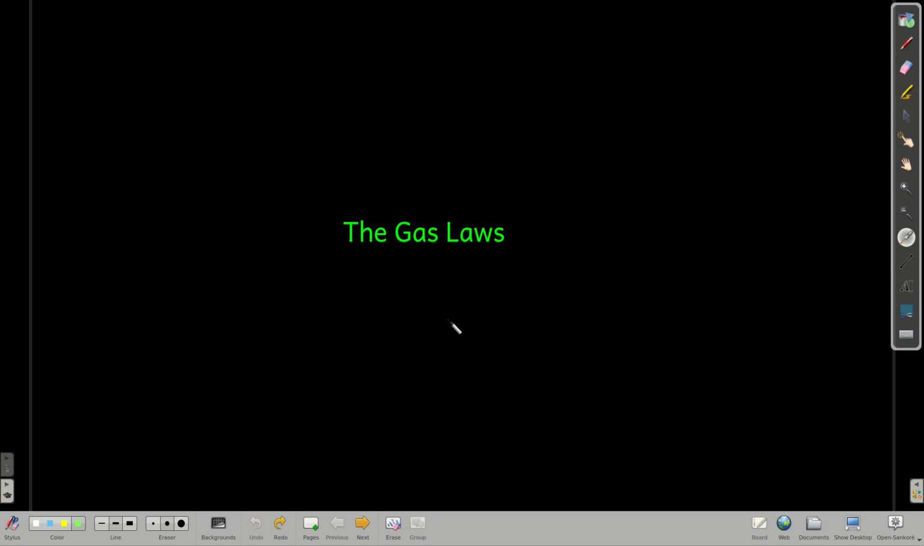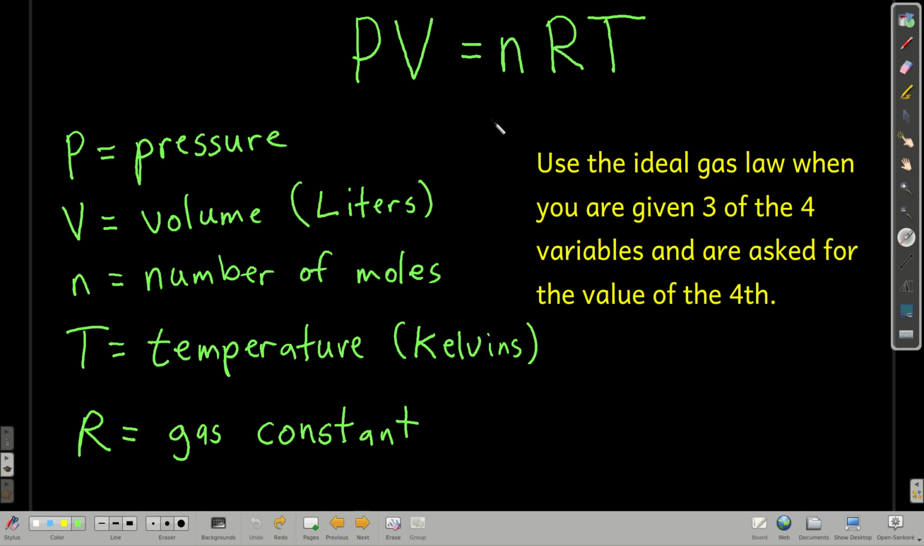In this module, we're going to talk about gas laws for ideal gases. So starting out with the ideal gas law, you should have seen this before. PV equals nRT. P is the pressure of the gas, and the units of pressure are going to depend upon what value of R we use. I'll show you that in a second.